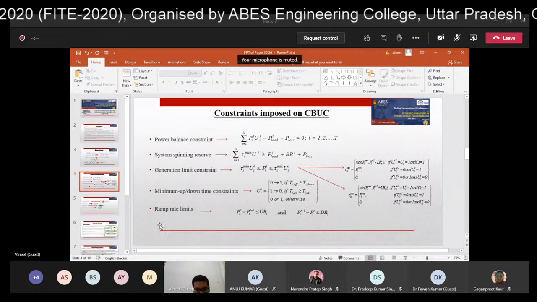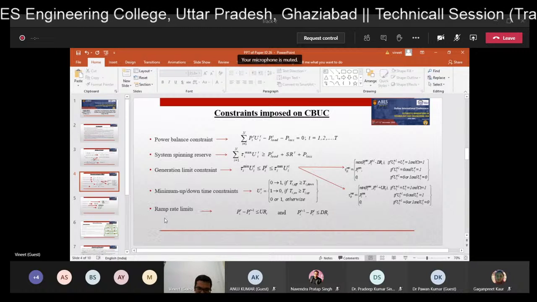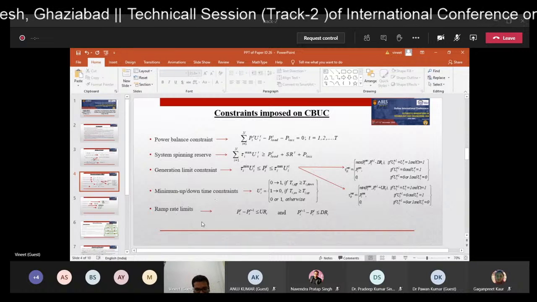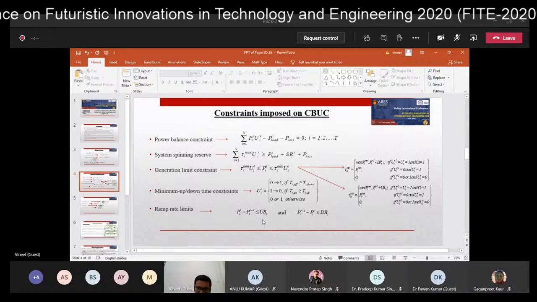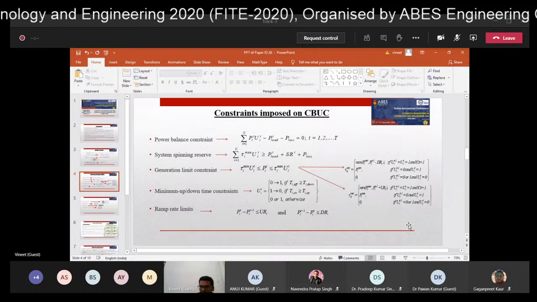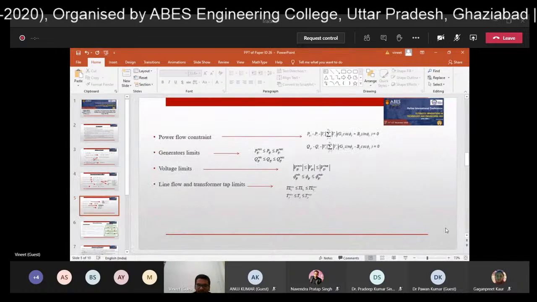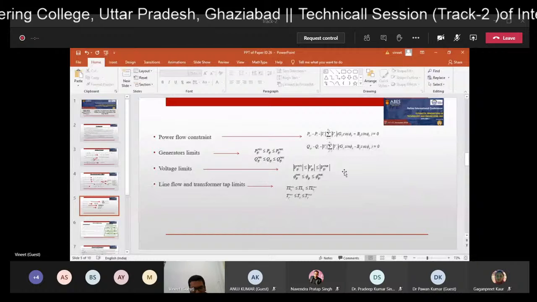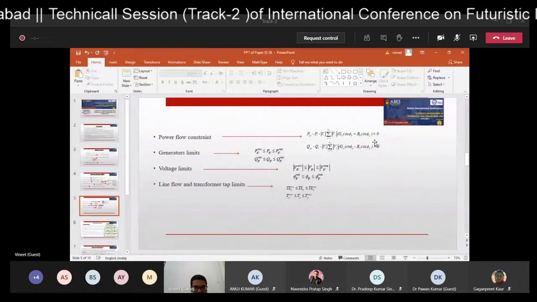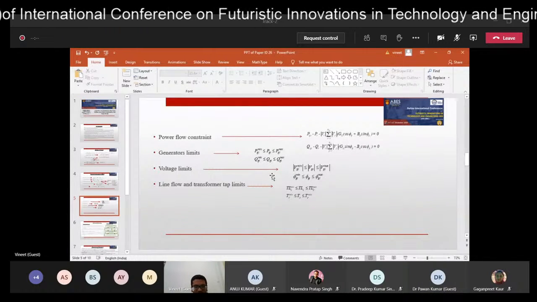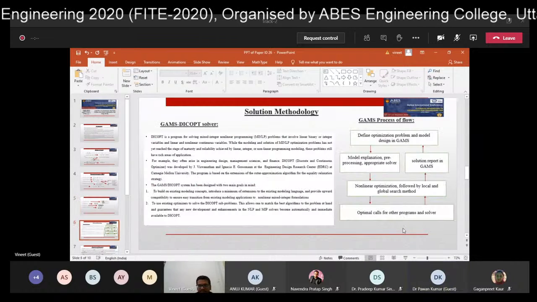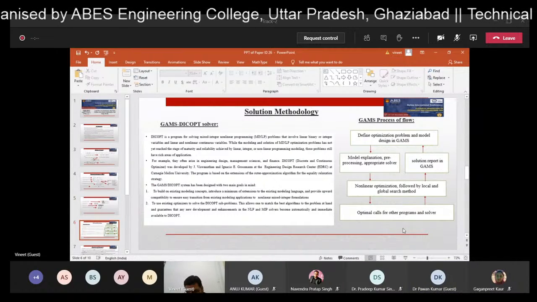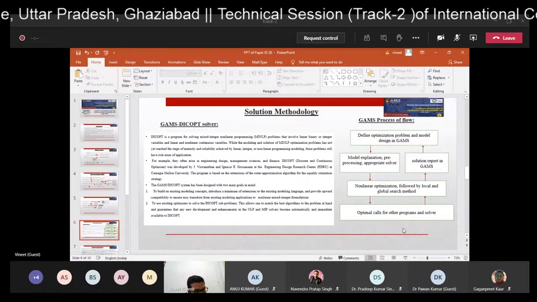And then, to make this unit commitment problem practical for the practical power system, we have considered the ramp rate limit, that is URi is the ramp up, and DRi is responsible for the ramp down. So again, these are the power flow constraints. This is the power flow. Then there are the generator limits, and then again the voltage limit, and then line and transformer tap settings. So behind the basics, I have used the methodology.